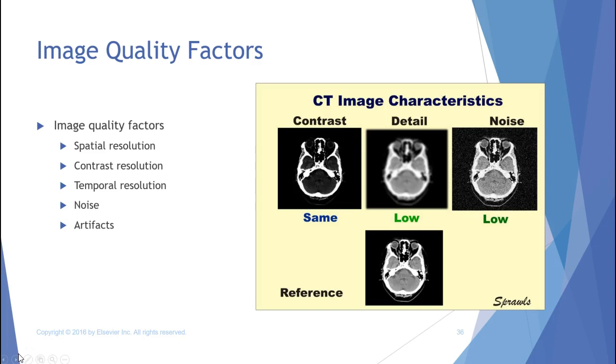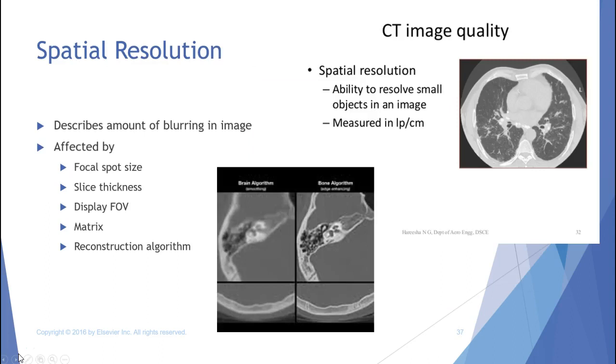Okay, the image quality factors that affect CT images are spatial resolution, so detail, contrast resolution, that's black and white, the temporal resolution, that has to do with time, noise, so grainy versus nice images, and artifacts, and that's just making sure that your images are free of all artifacts. Okay, so first thing on the agenda is spatial resolution, and they describe it as blurring in the image. You can remember that as detail in your image.